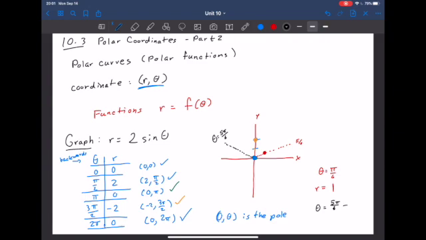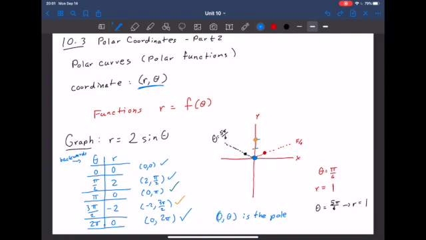R would be positive 1. And you could graph more points like this. I'm not really that interested in doing it because at this point, I see what's happening. As I rotate, and you don't have to see it right now, hopefully we'll end up seeing together. As I rotate, 0 to pi over 6, and then there'd be pi over 3.